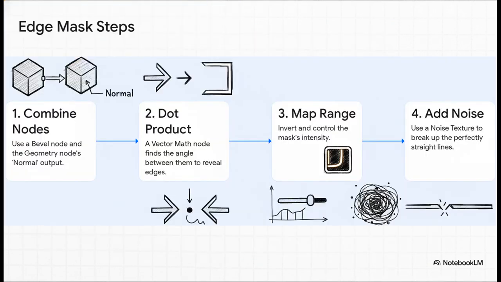Now, this one's a little more technical, but it is so incredibly powerful. What we're doing is asking Blender to compare two things: the direction each face on our model is pointing, that's called its normal, and the direction of a virtual beveled edge. A vector math node set to dot product finds the difference between them, which brilliantly reveals only the sharpest edges. And just like before, we'll use a noise texture to break it all up and make that wear and tear look natural and random, not perfectly straight.